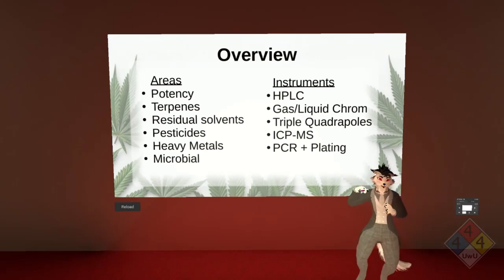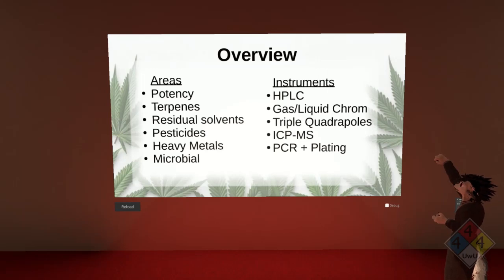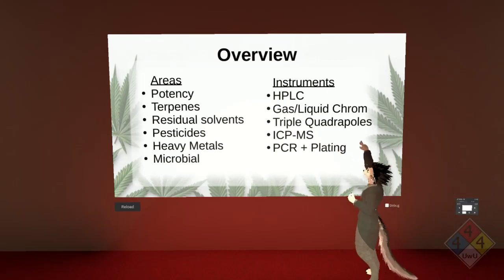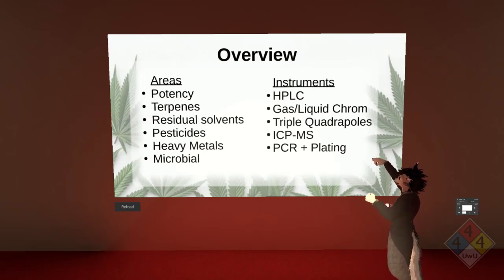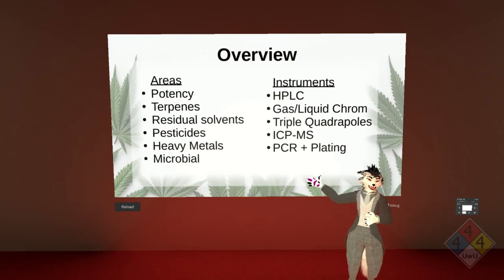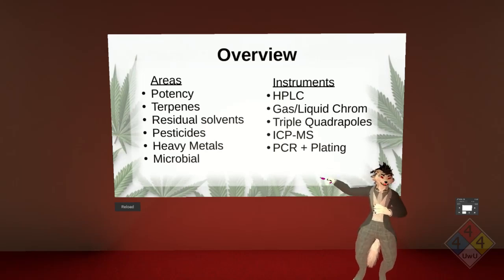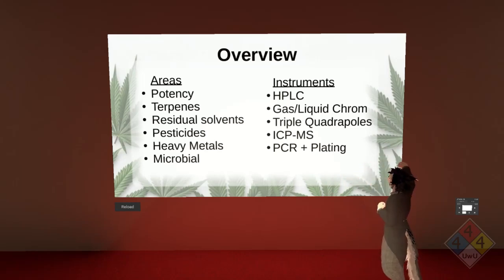So what this lecture is really going to be about is our instrumentation. We have liquid chromatography in the form of HPLC and LC triple quads. We have gas chromatography in terms of mass spectrometers, sometimes with FIDs. We have inductively coupled plasma mass spectrometry, so ICP-MS, for the heavy metals, and we have PCR and microplating for the microbials. We'll also get into NIR testing and how moisture is tested.